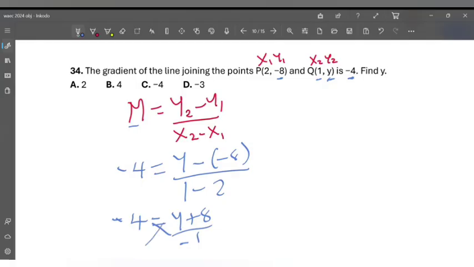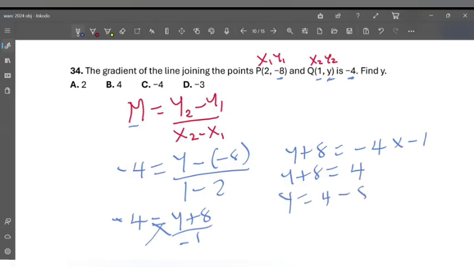So I can cross multiply and I'll have that y plus 8 is equal to -4 times -1. So y plus 8 is equal to +4. All right. So collect like terms and y is equal to 4 minus 8. So y is equal to -4. Option C.